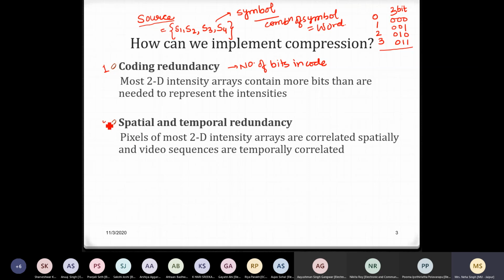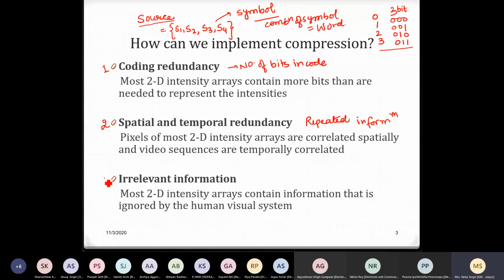The second type of redundancy is spatial or temporal redundancy. Spatial or temporal redundancy refers to the repeated information. This refers to repeated information in the image. So we do not want to send the repeated information again and again. We need to try and save some data so as to not send the repeated information.